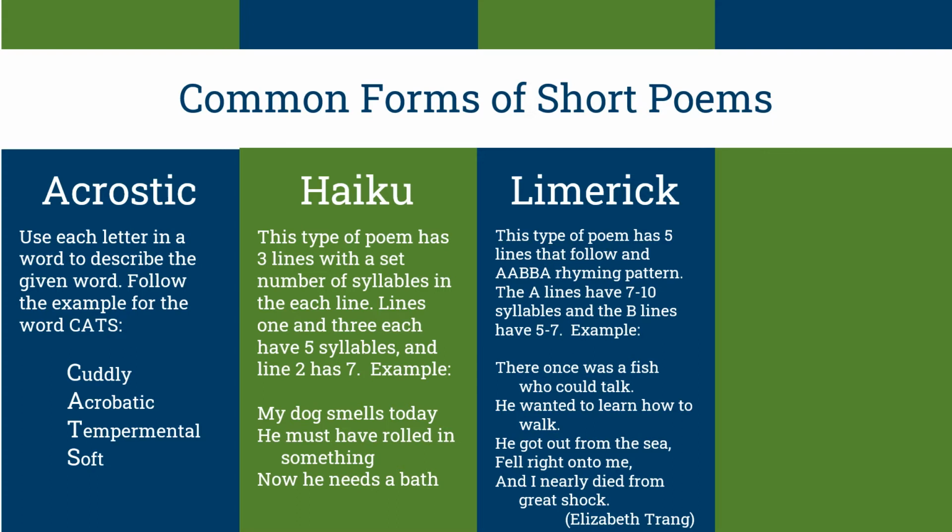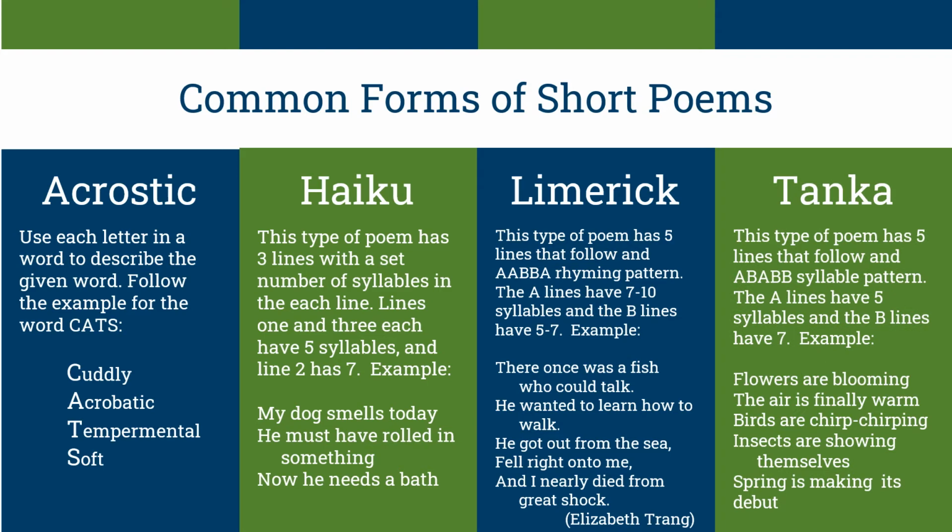And then the last form of a short poem that I want to show to you today is called the tanka. This one is similar to the limerick. It has 5 lines as well, but the lines follow a different pattern. They go A, B, A, B, B. Lines A have 5 syllables, and lines B have 7 syllables. Here's an example of a tanka. Flowers are blooming. The air is finely warm. Birds are chirping. Insects are showing themselves. Spring is making its debut.